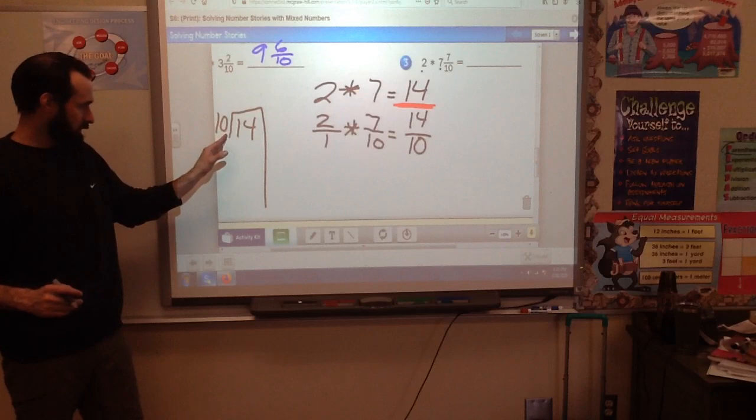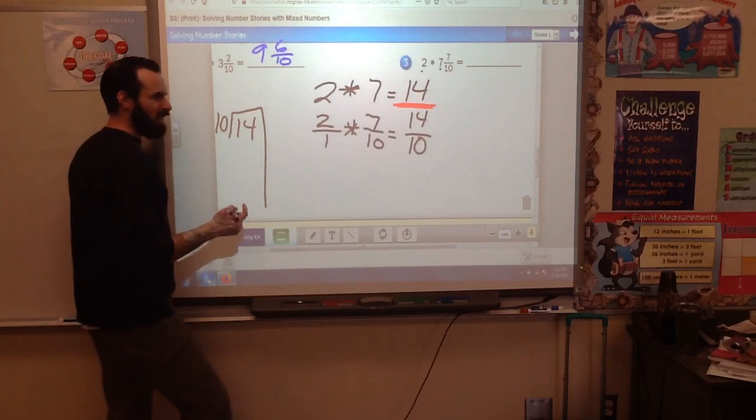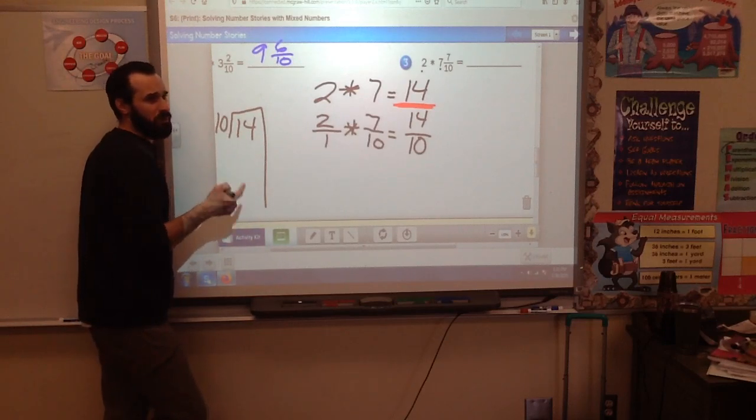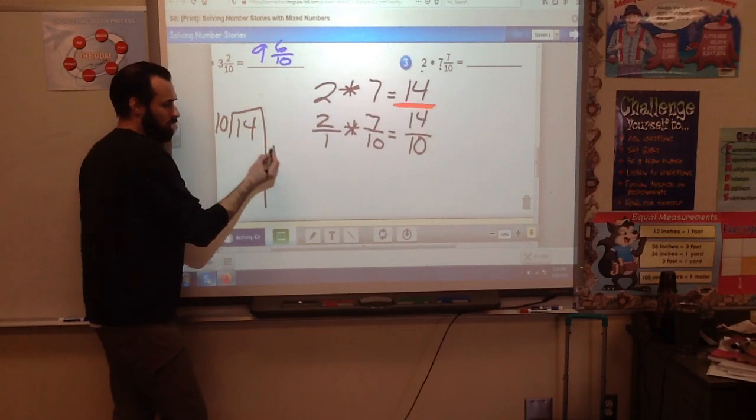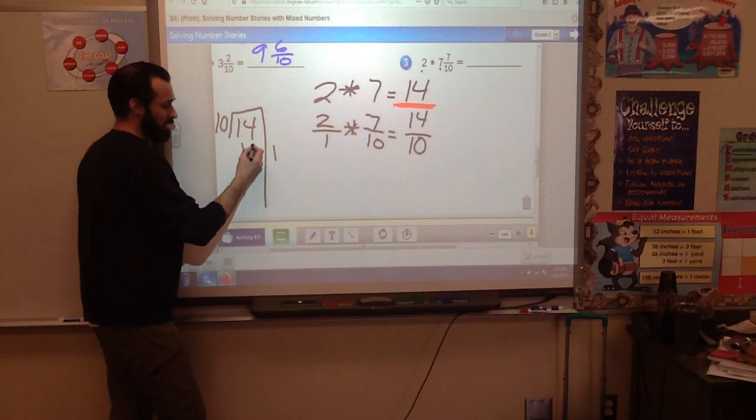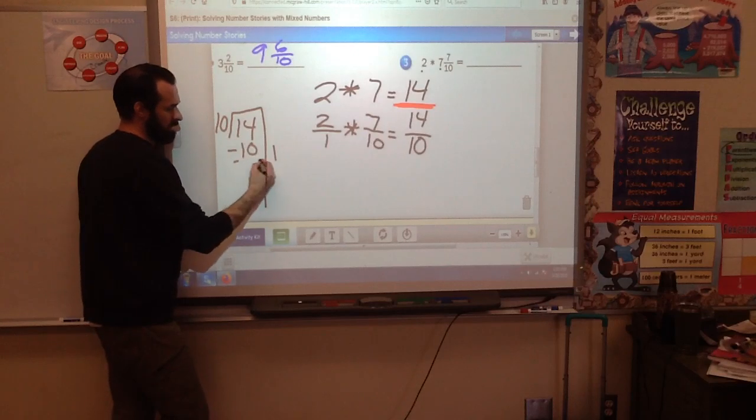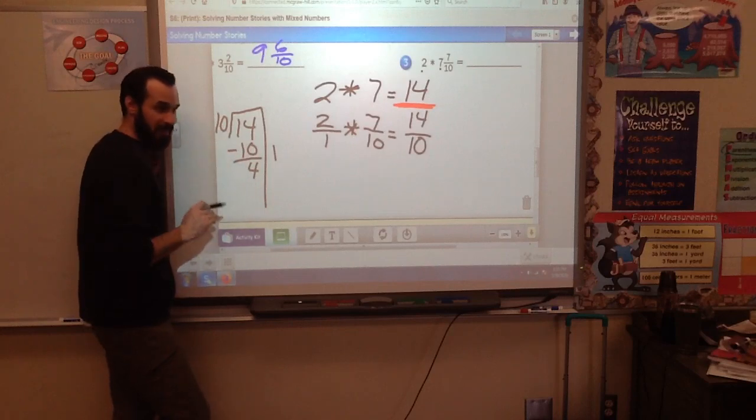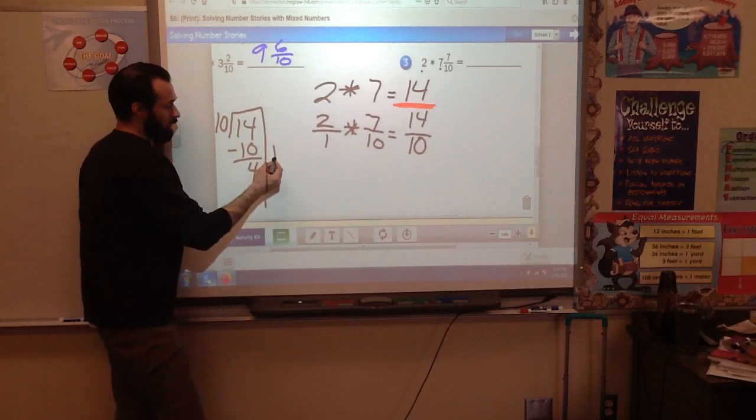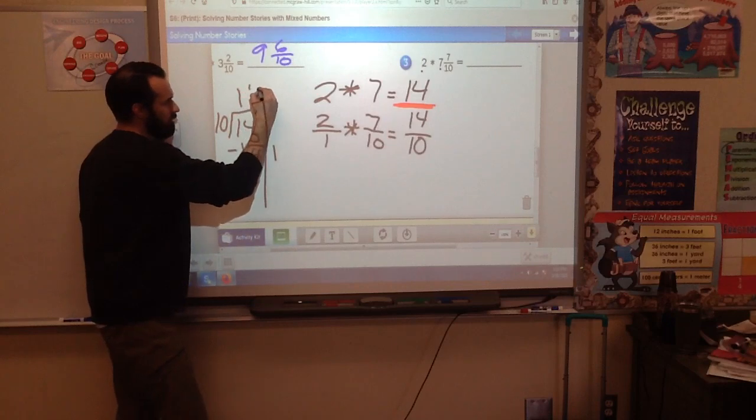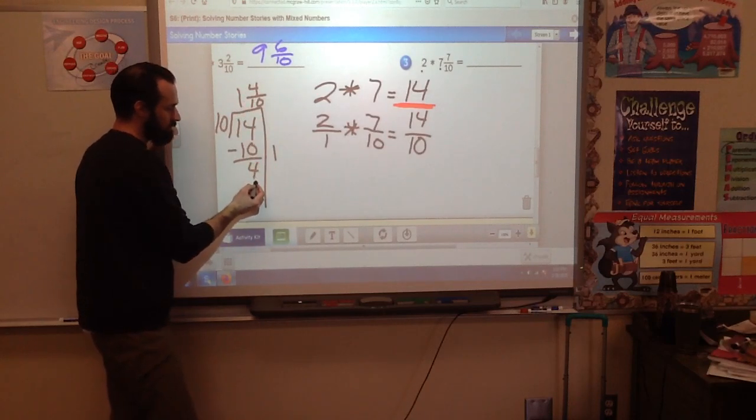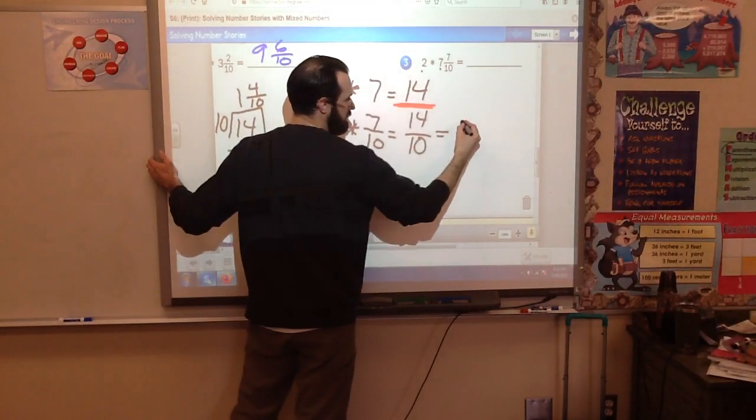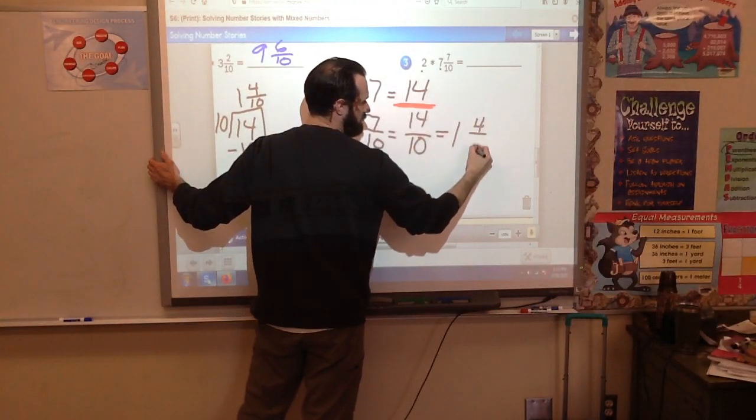How many 10s can go into 14? Go ahead and solve this division problem. When you're ready, hit play. 1 times 10 is 10, and we subtract. 14 minus 10 is 4. Okay, when the remainder is smaller than the divisor, you are done. 1 is your whole number, 4 is your numerator, and 10 is your denominator. 1 and 4/10. This equals 1 and 4/10.